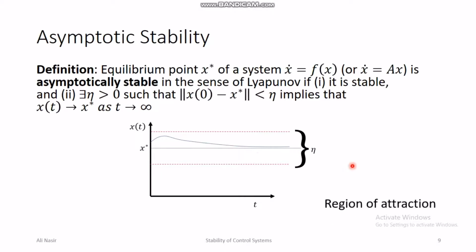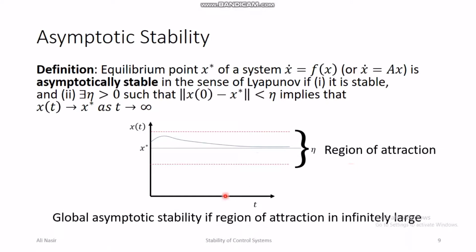And this is called the region of attraction. And then there is global asymptotic stability. If the region of attraction is infinite, so if you converge to the equilibrium point regardless of your starting point, then your equilibrium point is referred to as globally asymptotically stable.